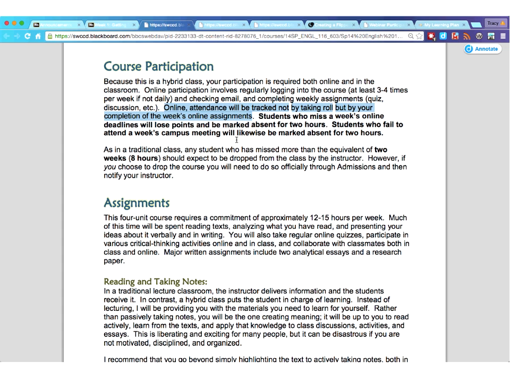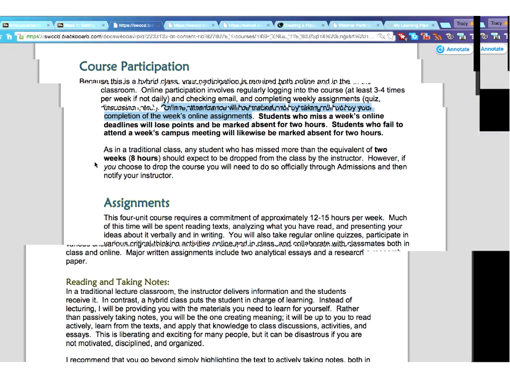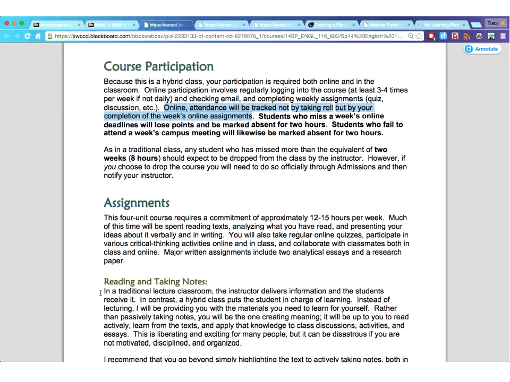So after the first, say, 2 weeks, everybody was into this habit. But even in the first week, I would say 80% of the students got it and were regularly involved. Another place on this same page down here, under reading and taking notes, I again hammered home that idea by saying in the traditional classroom, the instructor delivers the information, the students receive it. In contrast, a hybrid class puts the students in charge of learning.